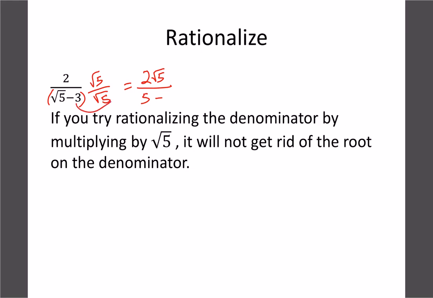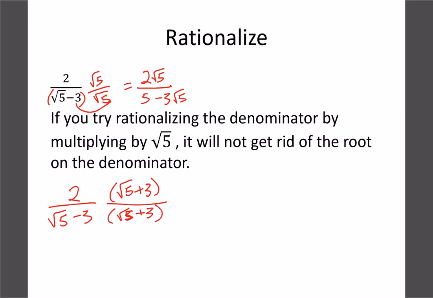But then we also get negative 3 root 5. So that doesn't work. So by rationalizing just with the square root, the bottom doesn't get rid of it. So what we have to do is multiply by the conjugate. And the conjugate is the exact same thing, but we do a plus sign instead of the minus. So we just do the same as the denominator, but the opposite sign.